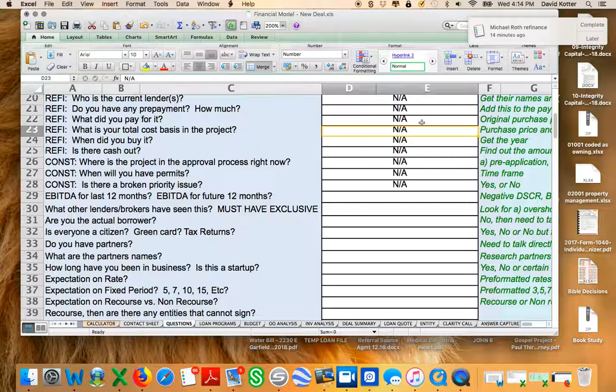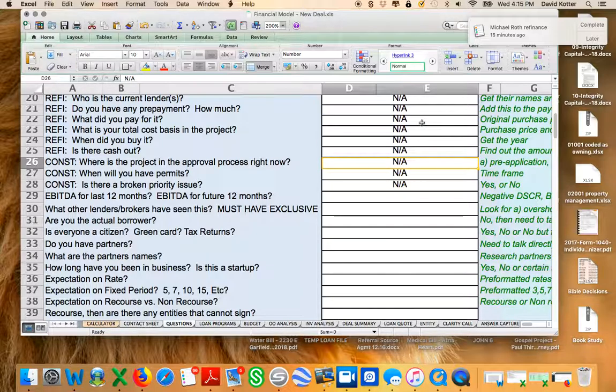You also want to know, when did they buy it? You know, did they buy this a couple of years ago? Was it 10 years ago? The longer they've owned it, the more credence they'll give to the property valuation. Is there any cash out? Are they trying to pull cash out of the property? That's a big deal because a lot of lenders don't like for a borrower to pull any cash out.